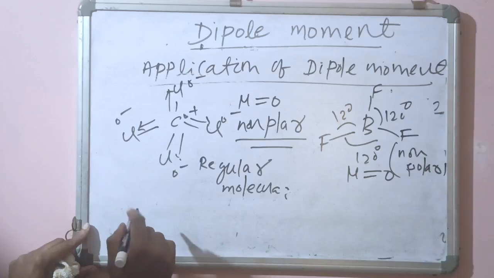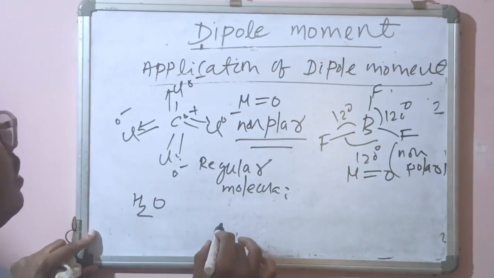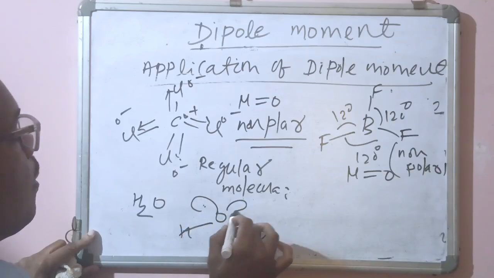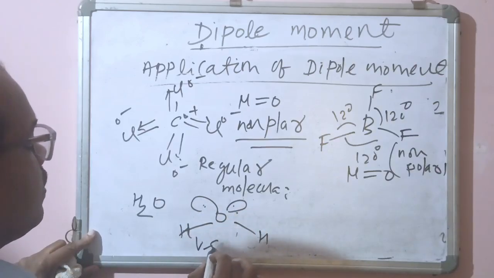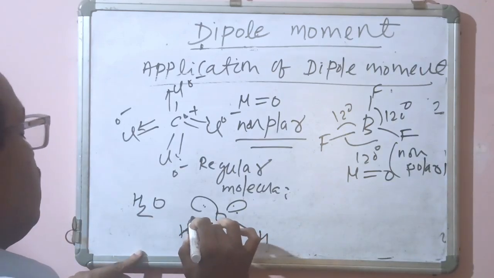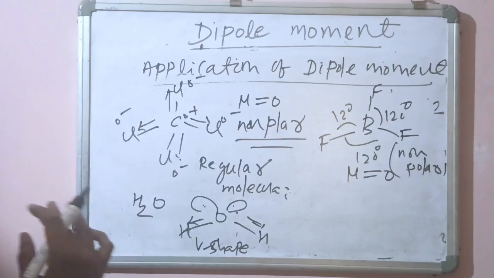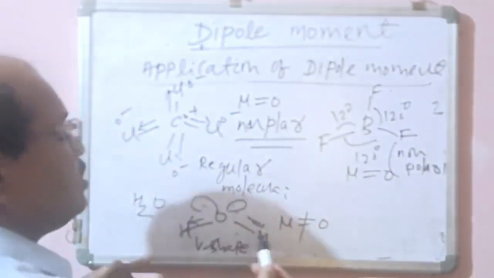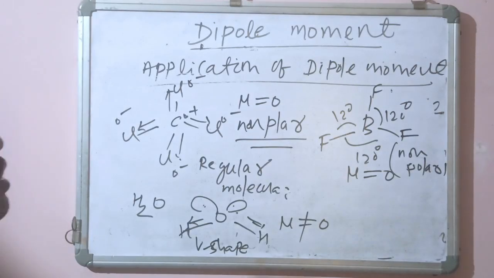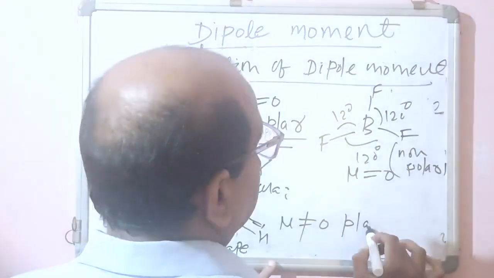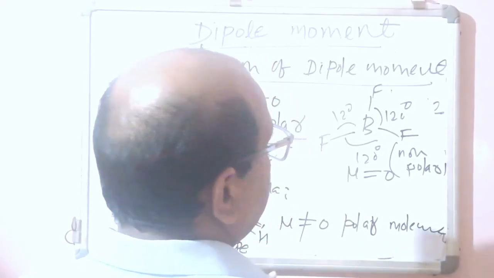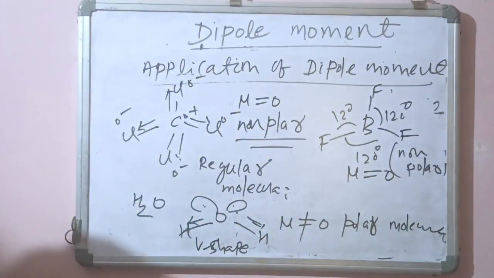And next, water. Is it polar or non-polar? We write the shape of the molecule according to VSEPR theory. So there are 2 lone pairs. The shape is V shape. Now this is a bond dipole and this is a bond dipole. Here the net vector addition will never be 0. Hence, since the net dipole is not 0 according to vector addition, water is a polar molecule.